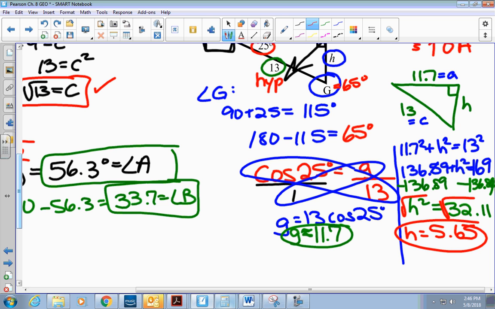Okay, so that was our missing side. So we found our missing angle was 65 degrees. Our baby G is 11.7. And our baby H, using the Pythagorean theorem, is 5.6. And we solve the triangle.